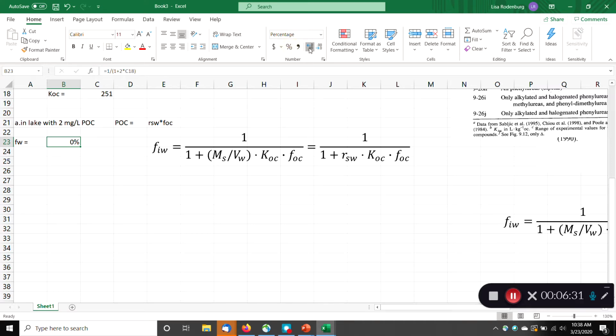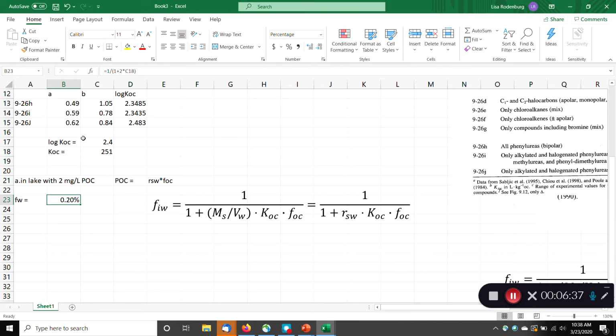Does that seem right to you? No, it's not right. Atrazine has a low log KOW value of 2.4. It's useful to log this away in the back of your head, that something with a log KOC of about 2.4 is not going to be sorbed. It's going to be dissolved in water. So what did we do wrong here?